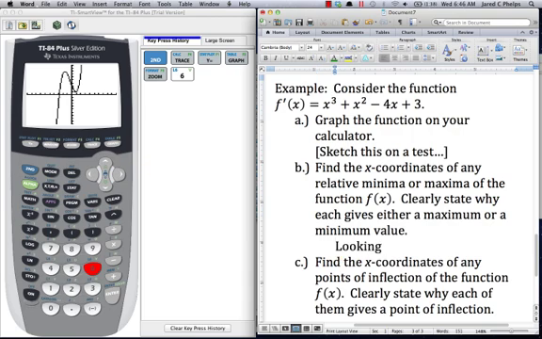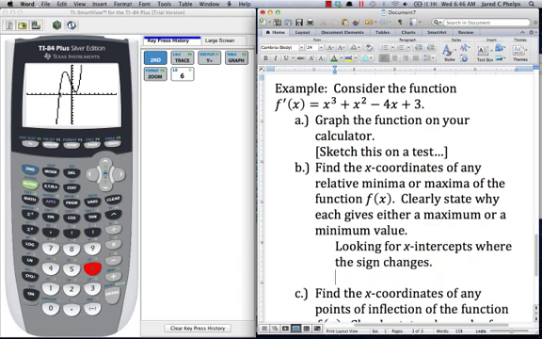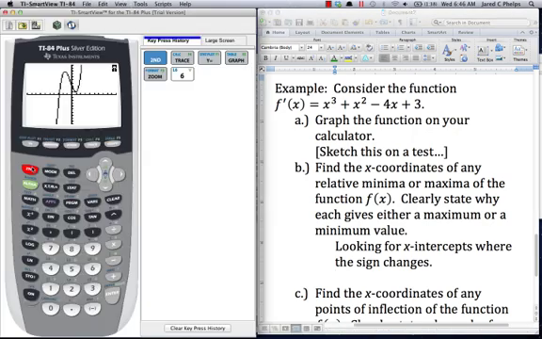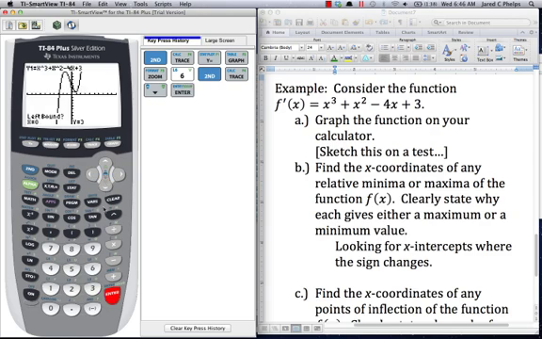So we are looking for x-intercepts where the sign changes. Right? So for us, we need to find that value right there. We can go into our calculate menu, bring up option 2 to find the 0. The questions here are asking for left bound and right bound.